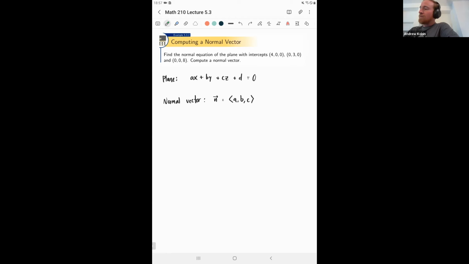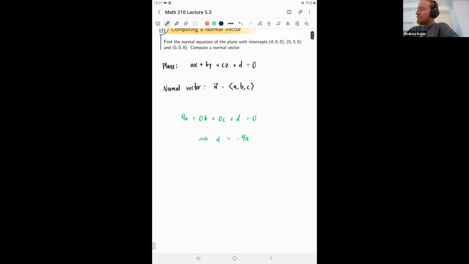Well, for the first point, 4, 0, 0, if we plug those in for x, y, and z, we'll get 4a plus 0b plus 0c plus d is equal to 0. And if we solve for it, well, I see that d is easy to solve for. So if I write this in terms of d, this will say that d is equal to negative 4a. So this doesn't completely solve for a, b, c, and d yet. Of course, we didn't learn anything about b and c, but we at least have some information we can hold on to for the moment.